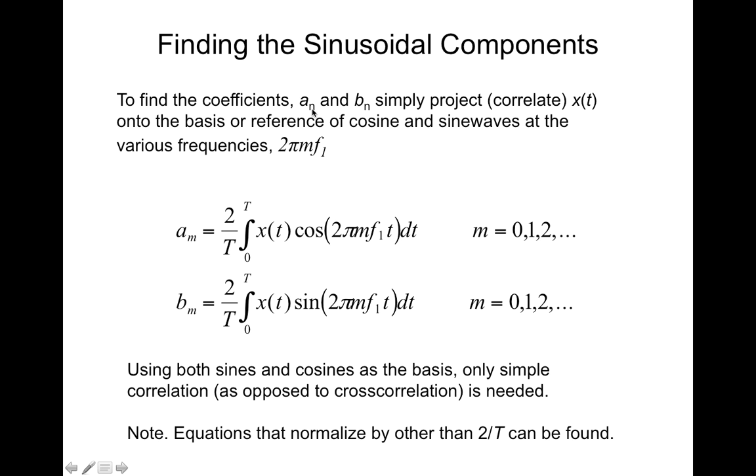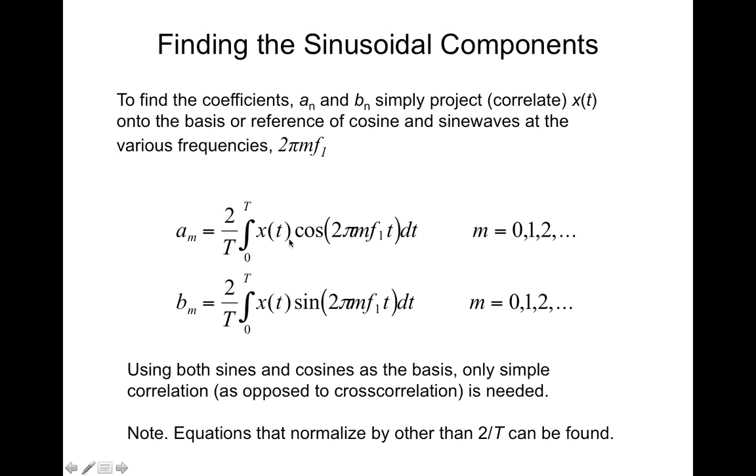Now we can find the coefficients a and b by correlating the basis function with our function or our data set. So here's our function or our data set. Here's the sine function and cosine function, and that allows us to solve for the a's and b's. This is normalized with respect to 2 over T, so that as we integrate over the period, we have the 2 over T here.